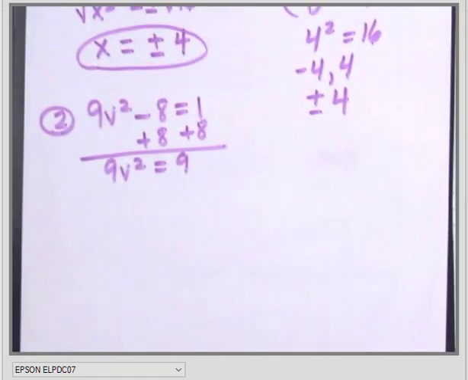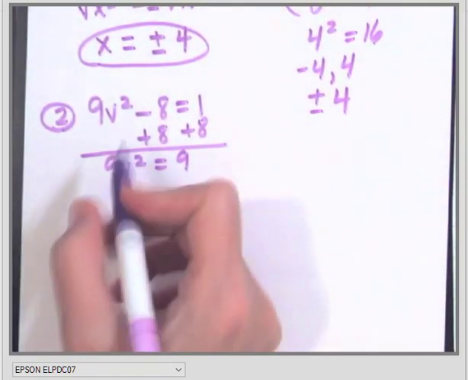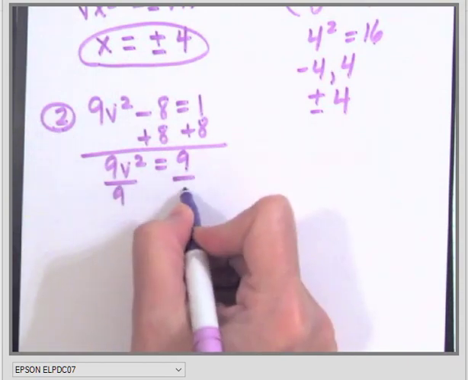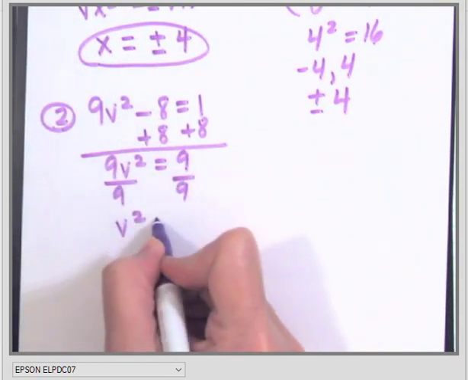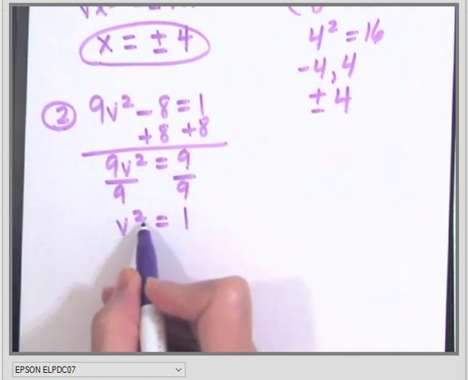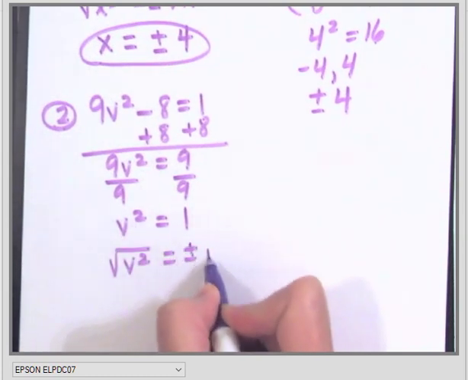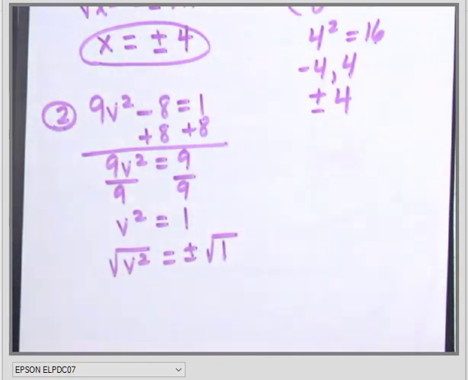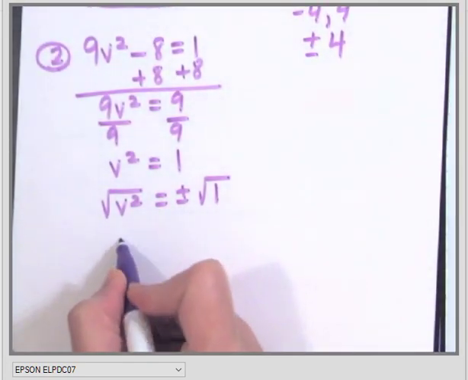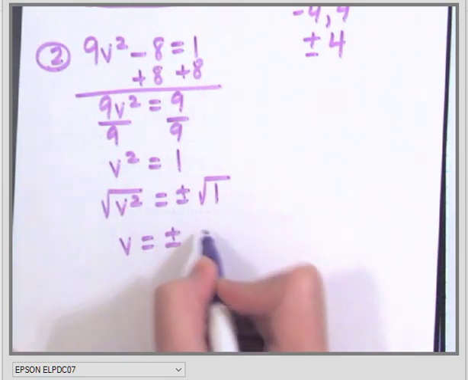Then we want to undo the multiplication by 9, so we'll divide. And then that will be v squared is equal to 1. We want to undo the square, so we'll take the square root of both sides. Square root of v squared will be v, and the square root of 1 is 1.